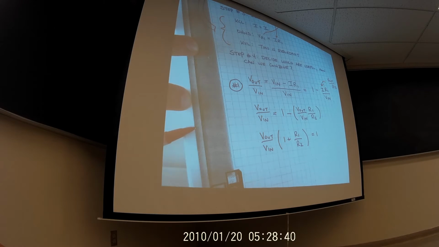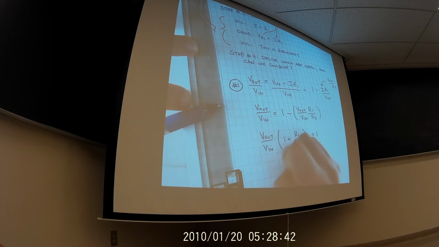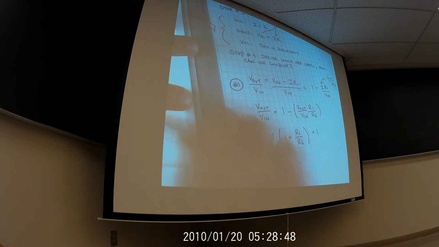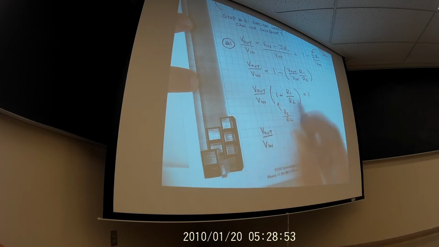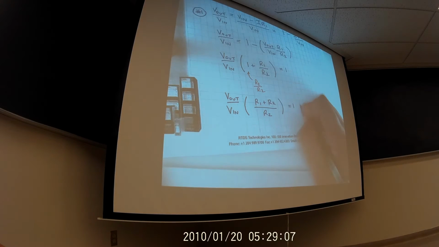So in order to do that, we'll just multiply this by R2 over R2. And so what we'll end up with is V out over V in times R1 plus R2 over R2 equals 1. And then, I don't think I need to go to the next sheet. Hopefully you can see what that is going to give us when we flip it. It's going to be V out over V in equals R2 over R1 plus R2. And that's our final.